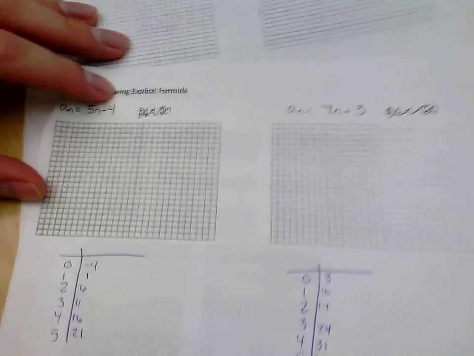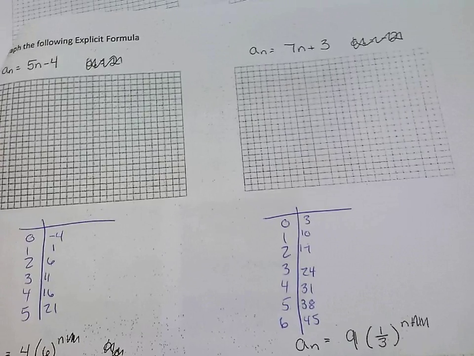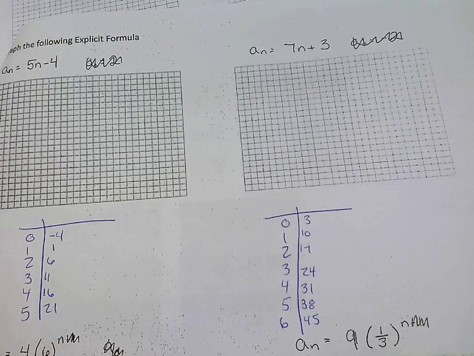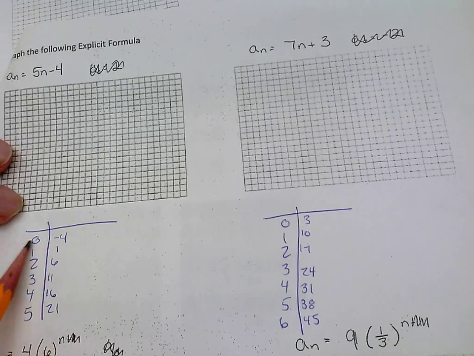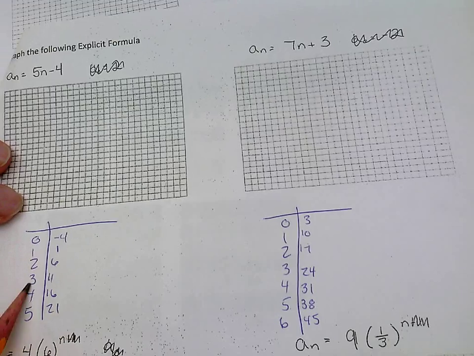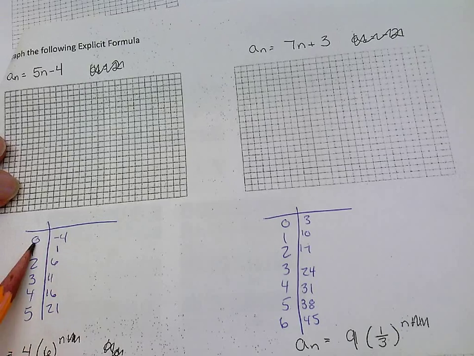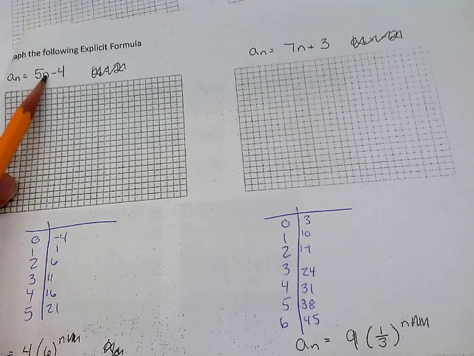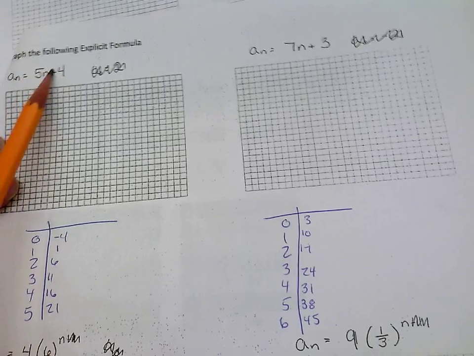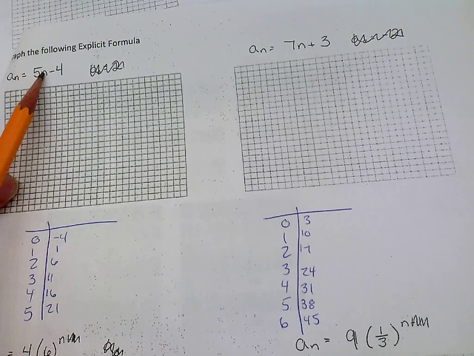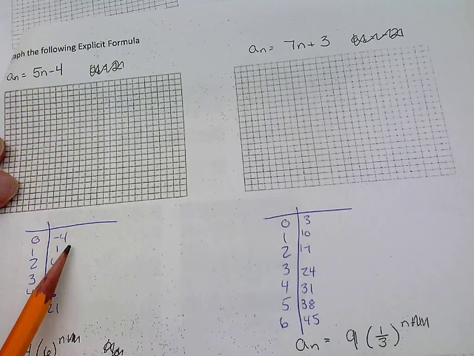And then finally, our last is explicit formulas. Now, explicit formulas are actually easier to understand than recursive. The reason is that, once again, I'm going to put 0 through 5 here. Remember, this stands for A0, A1, A2, A3, A4, and A5. But instead of having to take the last term and do something to it, I can just plug the number in for n itself. So if I plug 0 in for n, that's 5 times 0. That gives me 0. Minus 4 gives me negative 4.